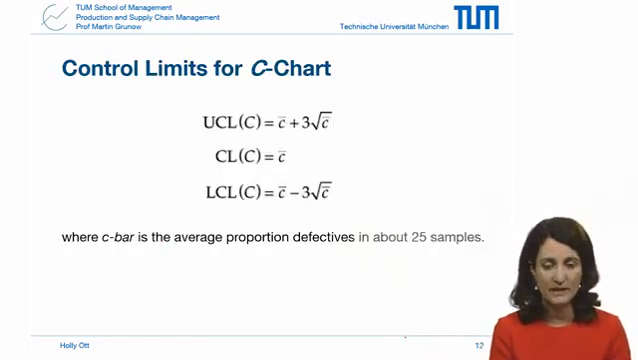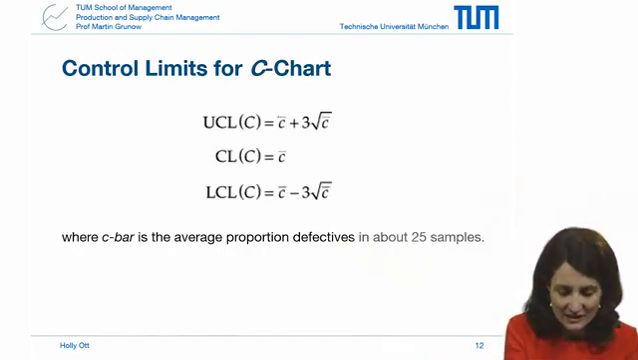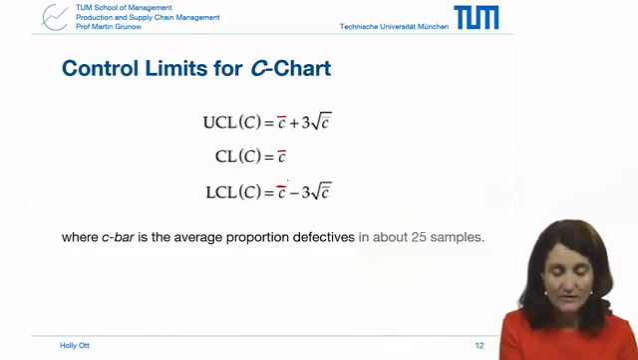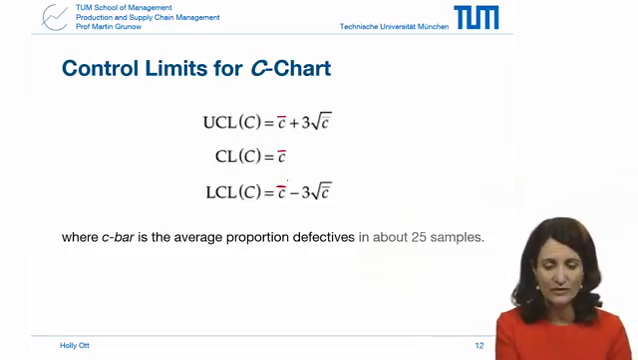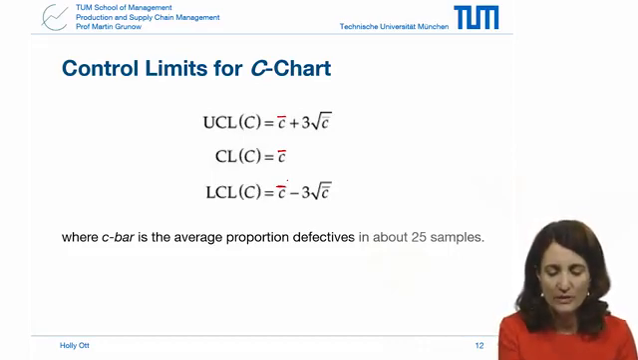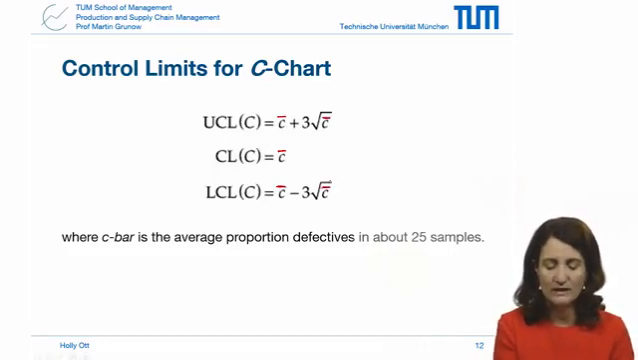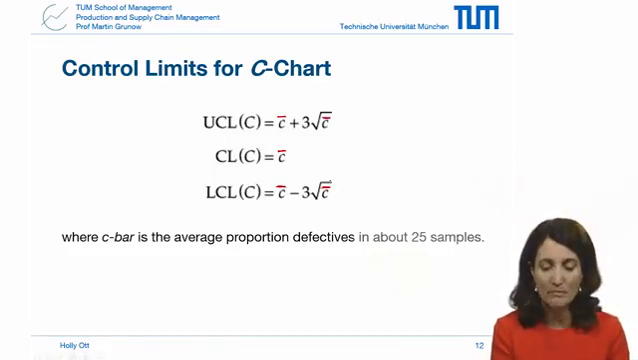Control limits can be calculated for the C chart. You can see these are getting easier. That's a C bar. The center line is going to be the C bar value, this average value over all the units. The upper control limit is C bar plus 3 times the square root of C bar, and the lower control limit is C bar minus 3 times the square root of C bar.